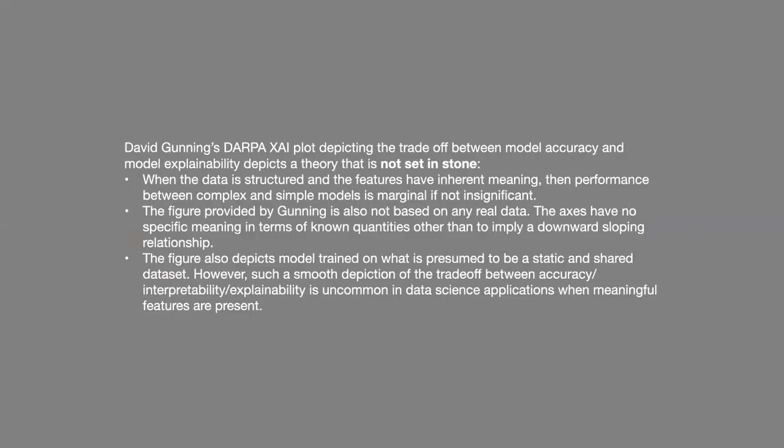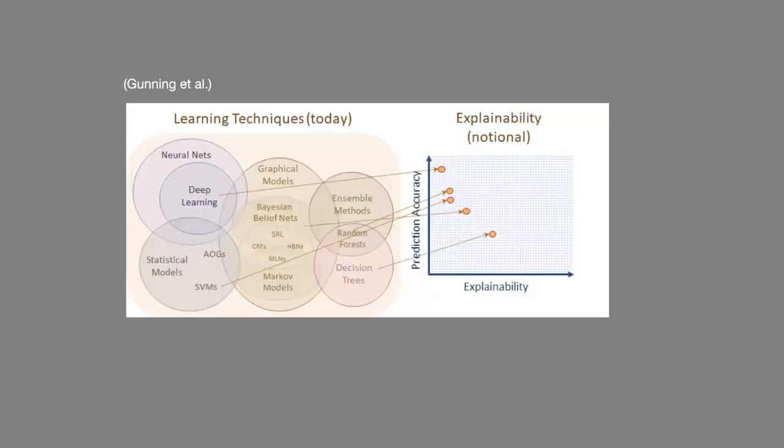As I said, when the data is structured, it is useful to have models that can directly leverage this and provide some insight into it. And this is also not based on any real data, right? For instance, we have no real way of quantifying explainability. So it's not quite clear what exactly this is supposed to mean.